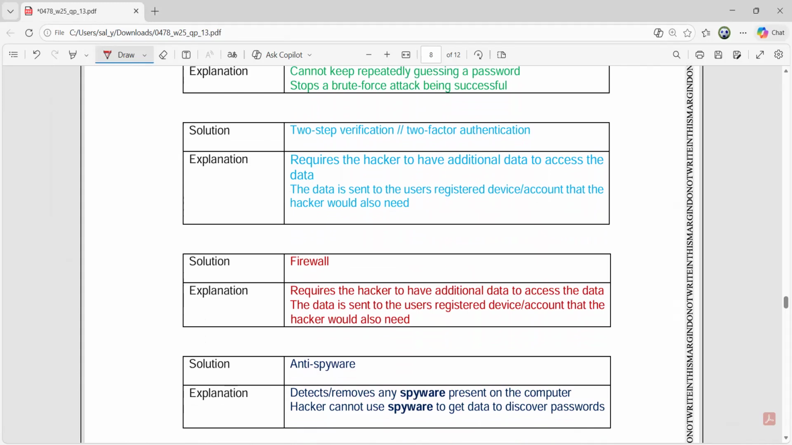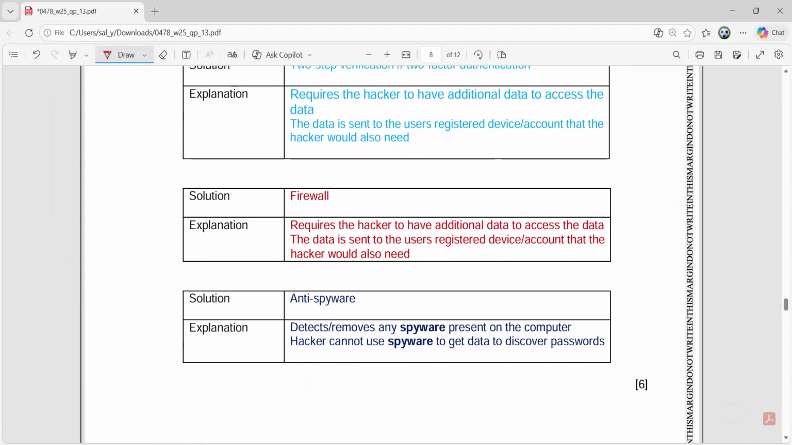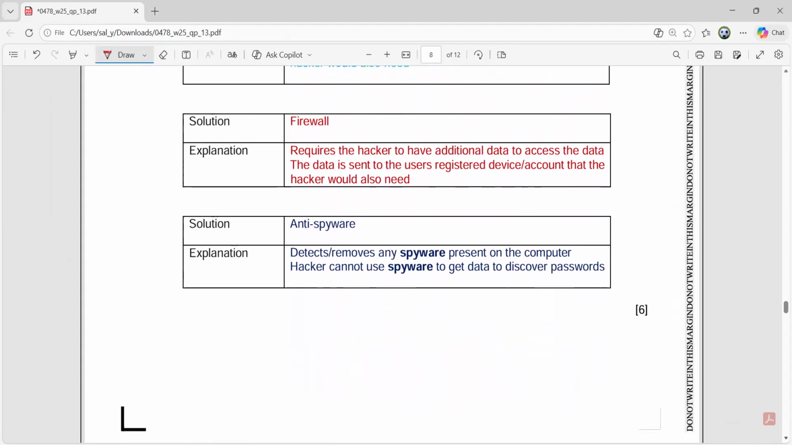Or anti-spyware. And what is anti-spyware doing? How can you explain anti-spyware? It is going to detect or remove spyware present on the computer. A hacker cannot use spyware to get data to discover the passwords. So this is how the solutions are mentioned. You can write down the solutions, you can write down the proper descriptions, remember the marks, and this is how you will be able to gain the marks very easily.